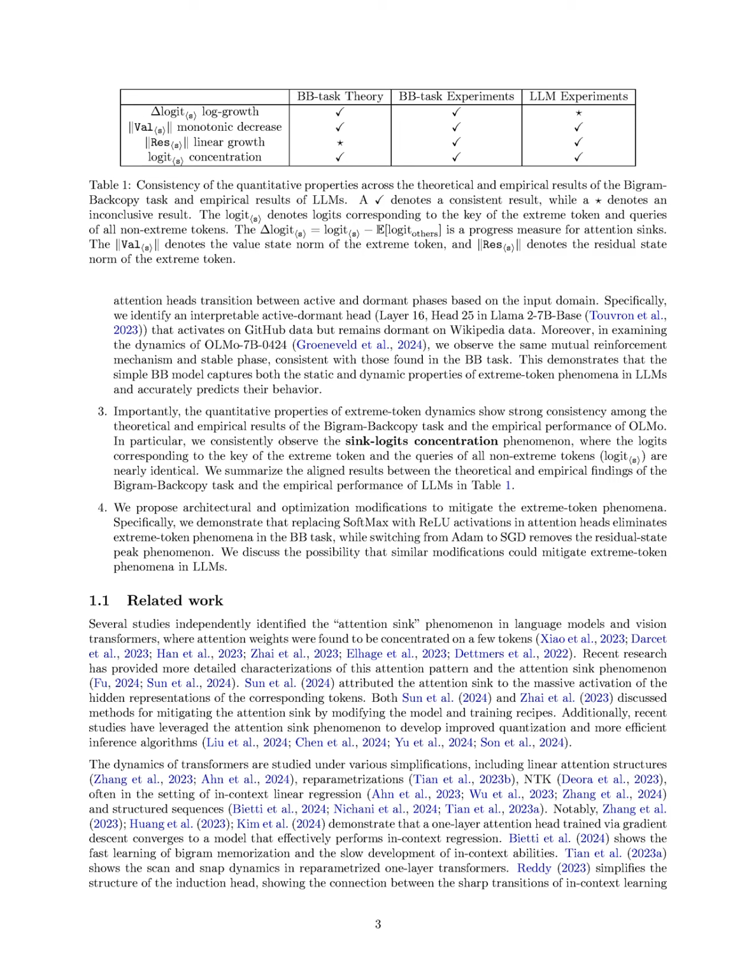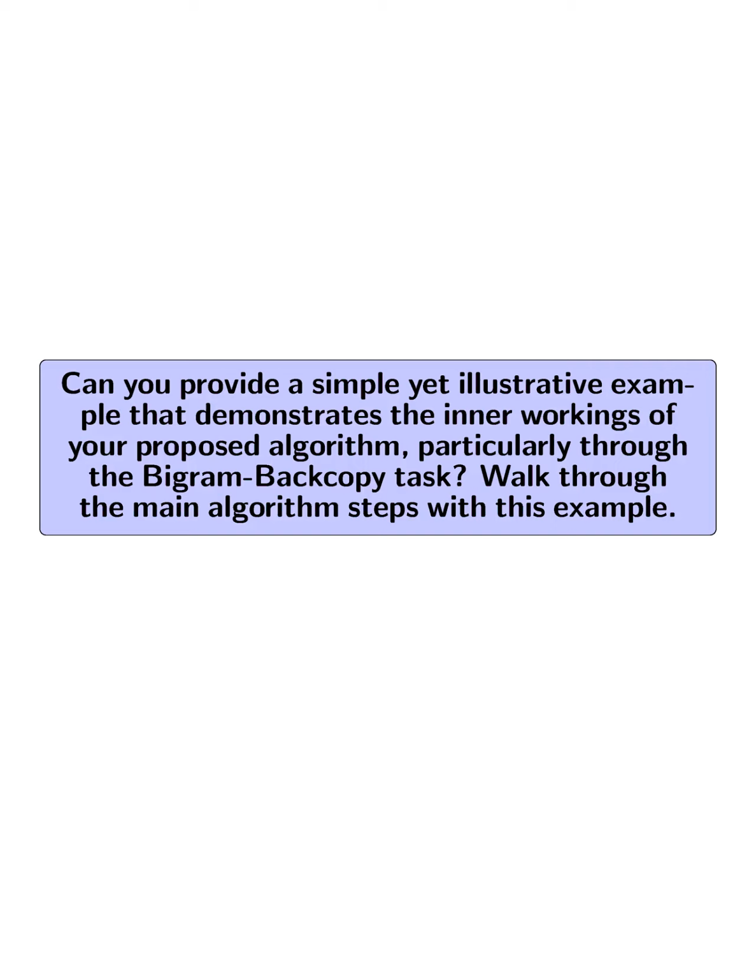Key algorithmic steps include training transformers on tasks like the bigram backcopy task to observe these dynamics, and modifying the architecture by replacing softmax with ReLU activations to disrupt the mutual reinforcement, thereby preventing the formation of attention sinks and value state drains. Can you provide a simple yet illustrative example that demonstrates the inner workings of your proposed algorithm, particularly through the bigram backcopy task? Walk through the main algorithm steps with this example.